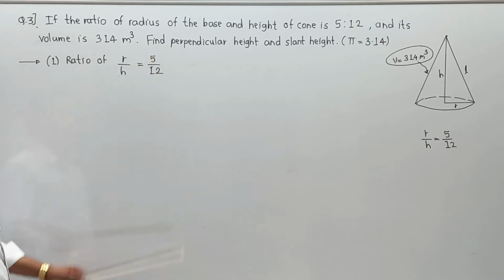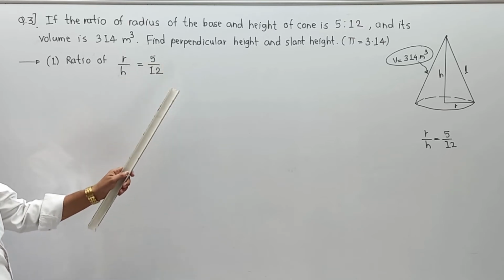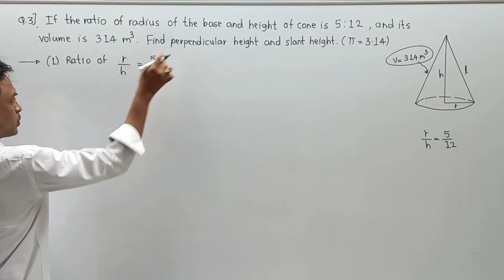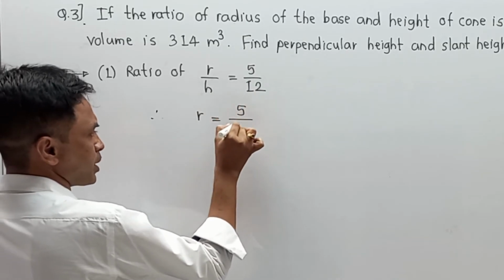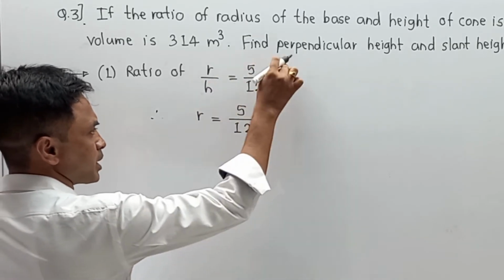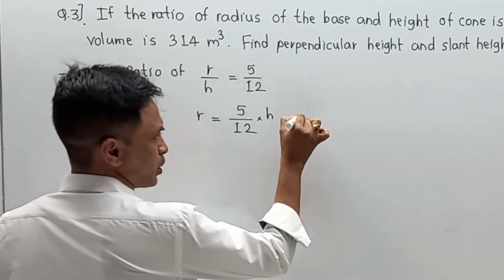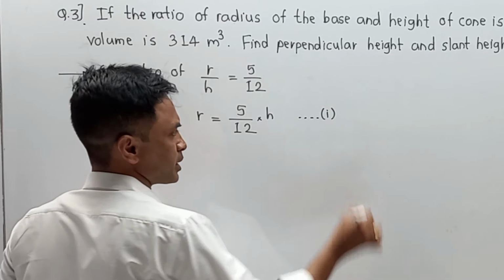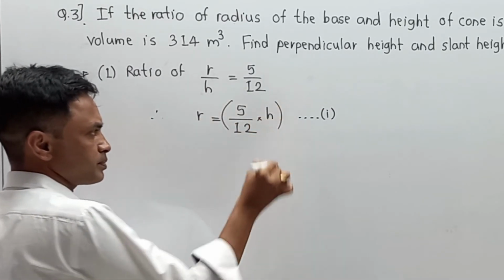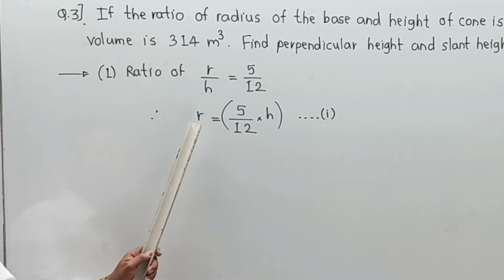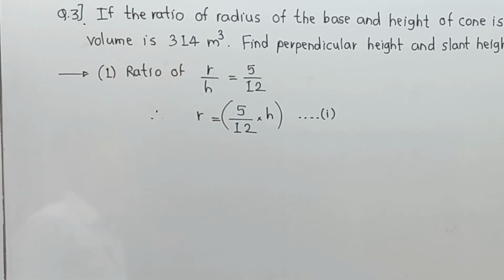Now here there are two unknowns. One is radius, second is height. Both are unknown, so we are going to rearrange it. Shifting height over there, this becomes r equals 5/12 into h. The h that was dividing goes over as multiplication. I'm going to call this equation number 1, a relation that gives the radius in terms of height.